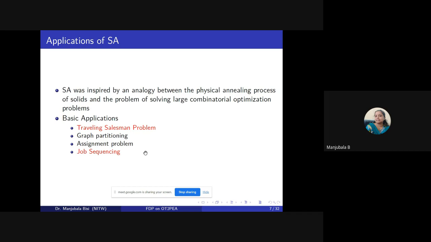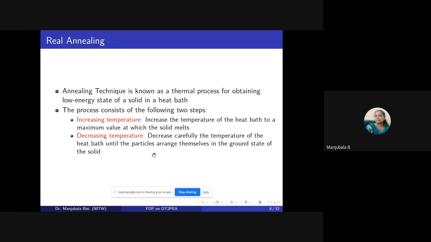There may be some optimization problems. So see whether you can solve that optimization problem with respect to your domain by using this simulated annealing algorithm. In this session, I am going to discuss the traveling salesman problem and the job sequencing problem, and how to solve them by using simulated annealing.